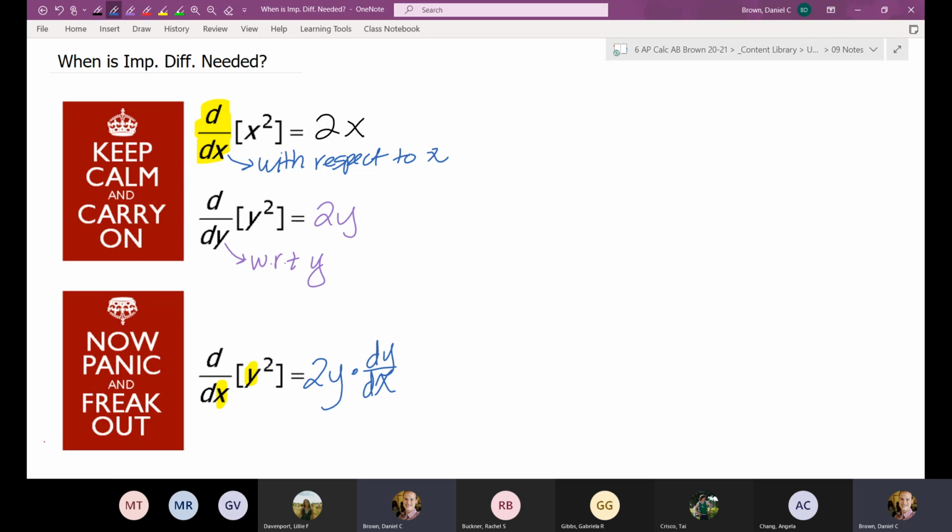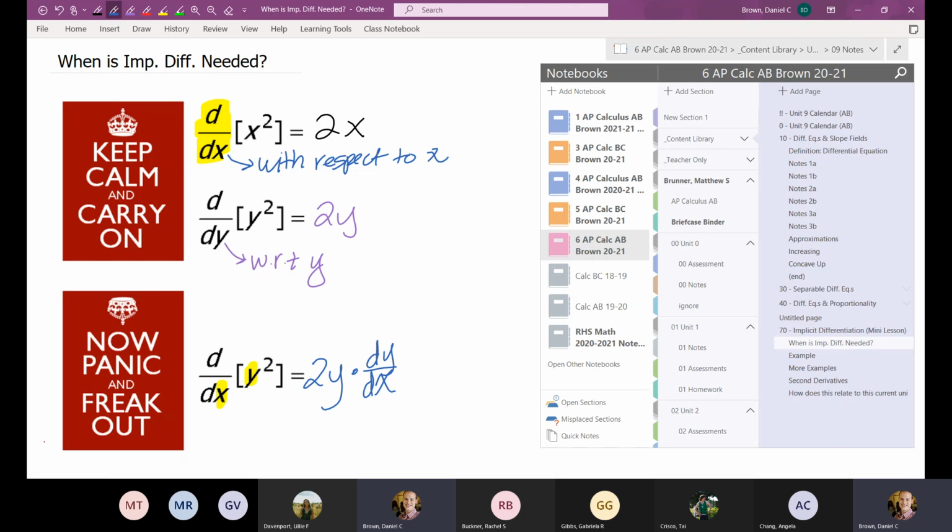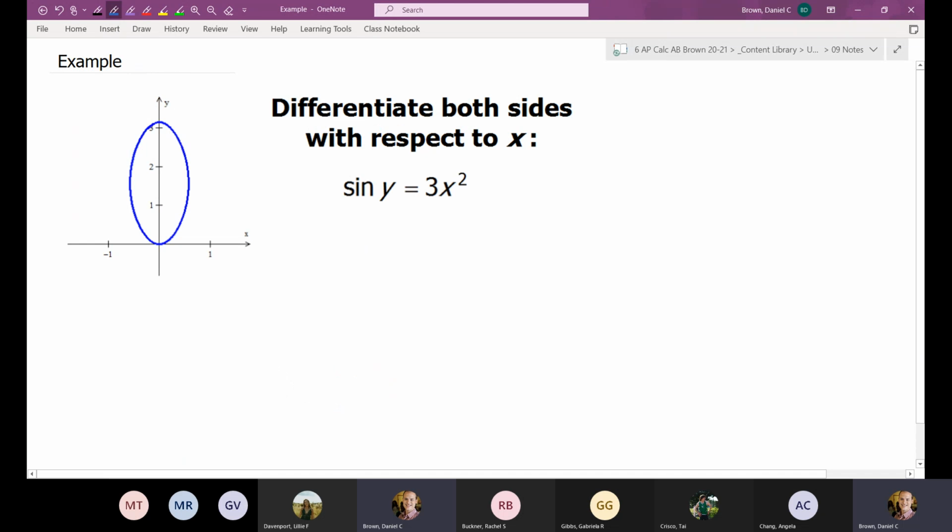I could go deep into the theory about why we do that. The short version of the answer is y is often some function in terms of x. So there's an x inside that function, so we are doing the chain rule. So go ahead and look at, we'll start with this example.